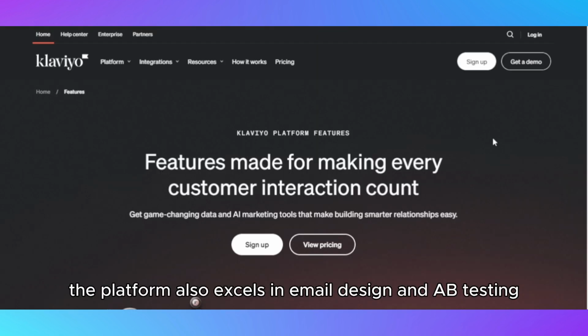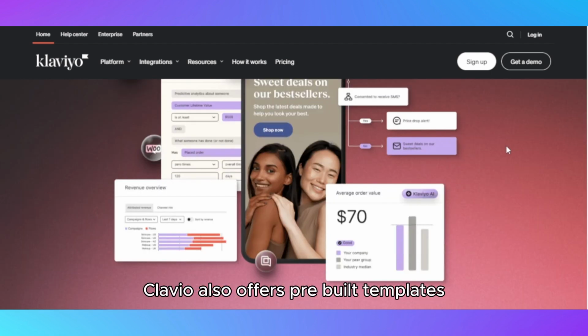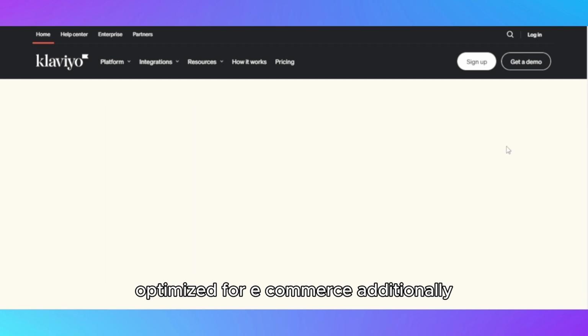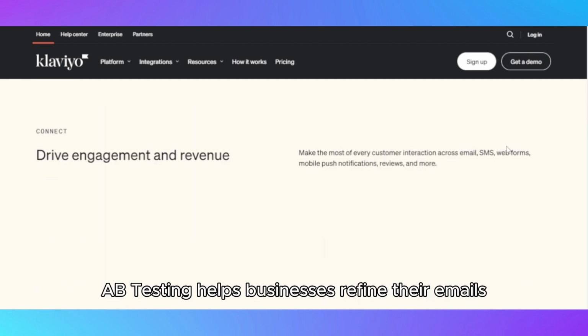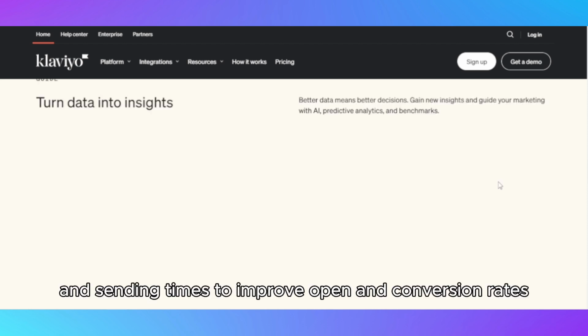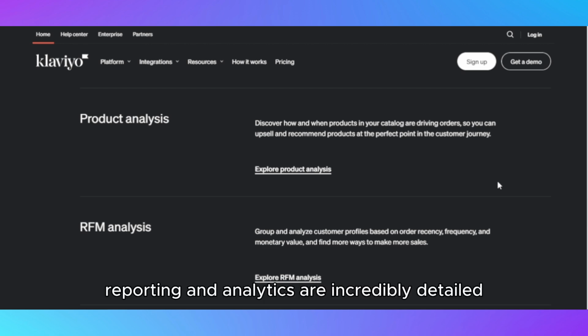The platform also excels in email design and A/B testing. With an intuitive drag-and-drop editor, creating professional-looking emails is easy. Klaviyo also offers pre-built templates optimized for e-commerce. Additionally, A/B testing helps businesses refine their emails by experimenting with subject lines, content, and sending times to improve open and conversion rates.